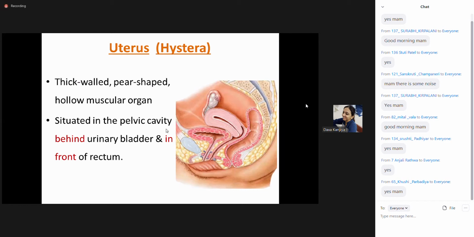It lies in the pelvic cavity behind the urinary bladder. See, this is the urinary bladder, and in front of the rectum. So it lies between the urinary bladder in front and the rectum behind.